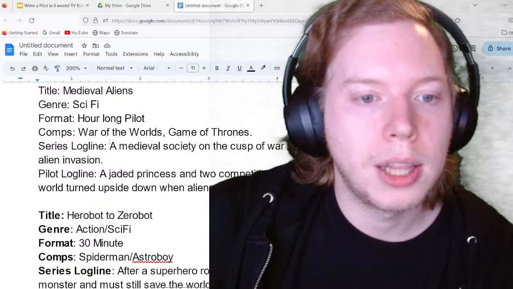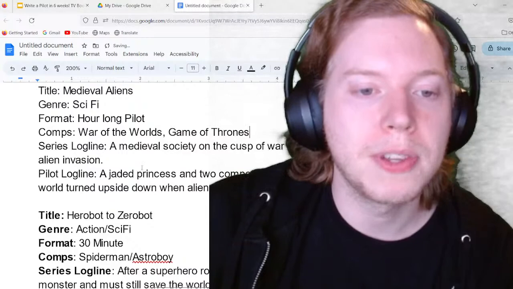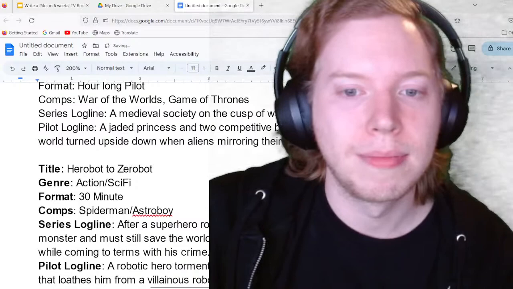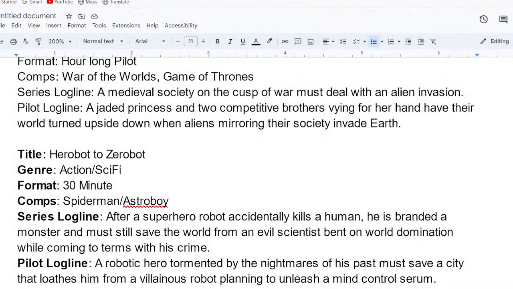Let me look at the basics. So War of the Worlds, Game of Thrones, great comps. It's a very high concept premise that seems very clear. A medieval society on the cusp of war must deal with, I don't really know if there's a precedented alien invasion, so I would just say must deal with an alien invasion. All right. And I think we're saying must sort of defeat the aliens. Is that right? Yeah. Okay.